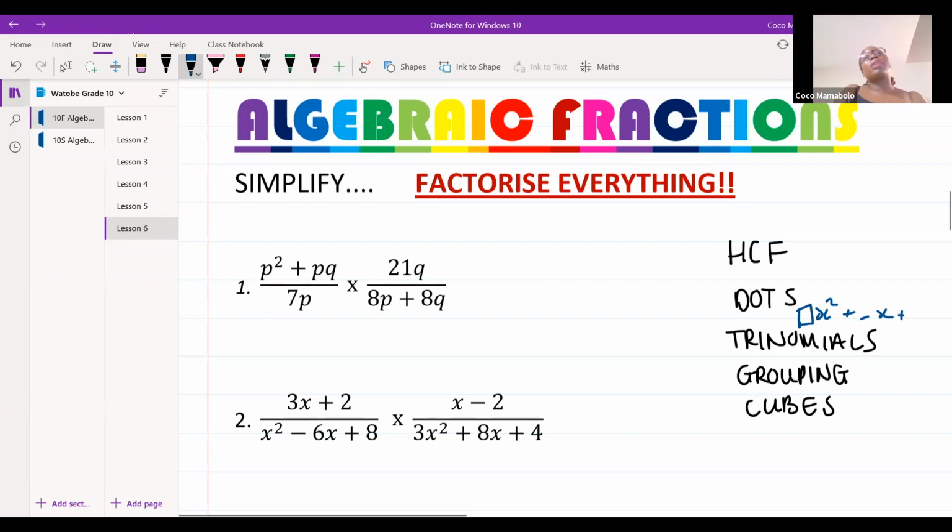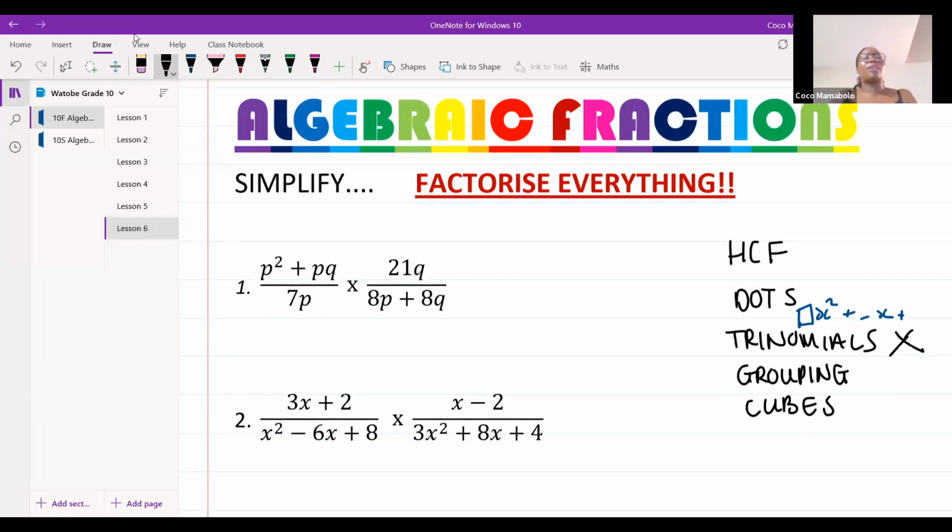Does anybody remember what kind of method we use? The method that I taught you guys. I know that there are other methods that we can use. Do we remember? Our veteran Watobians should let us know. That's it, Mateo. Yes, we use the cross method to figure it out, right?